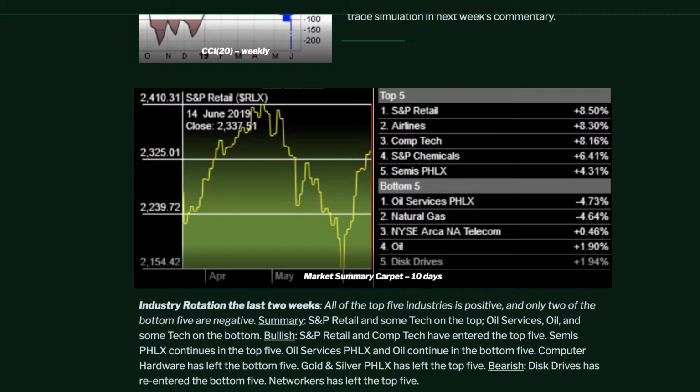Oil Services and Oil continue in the bottom 5. Computer hardware has left the bottom 5. Gold and silver has left the top 5. Bearish, disk drives has re-entered the bottom 5. Networkers has left the top 5.